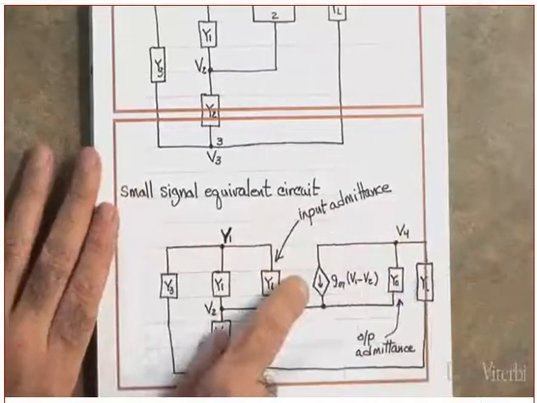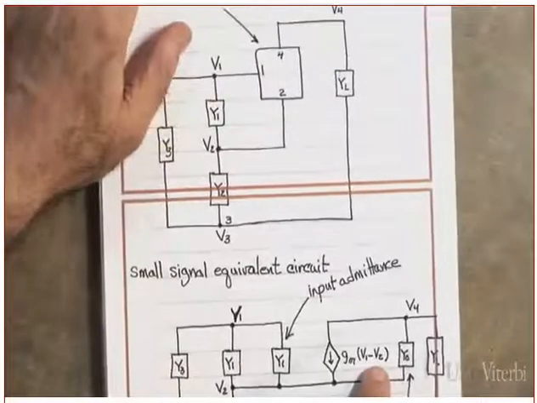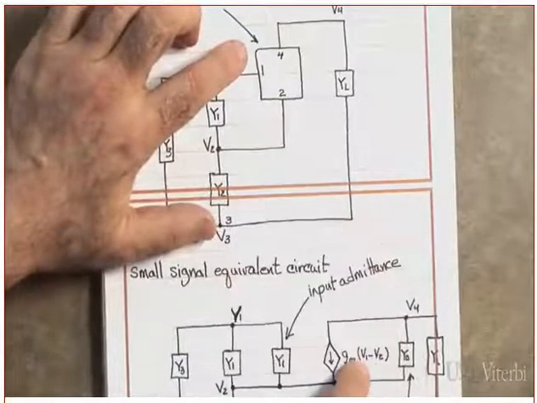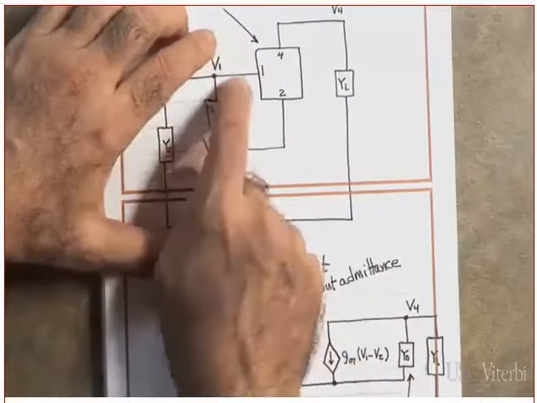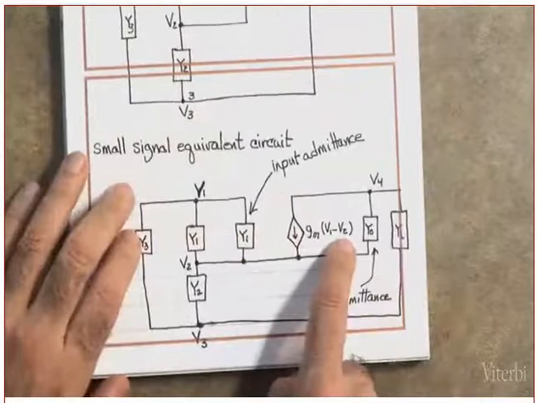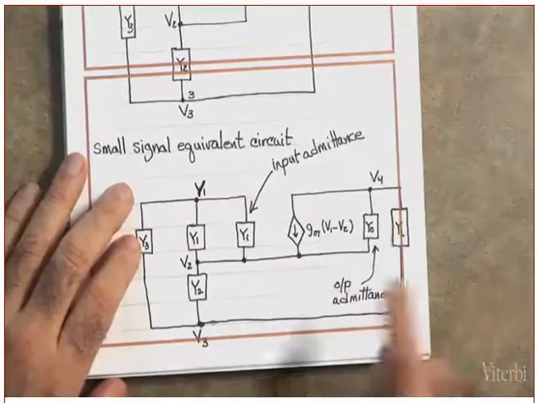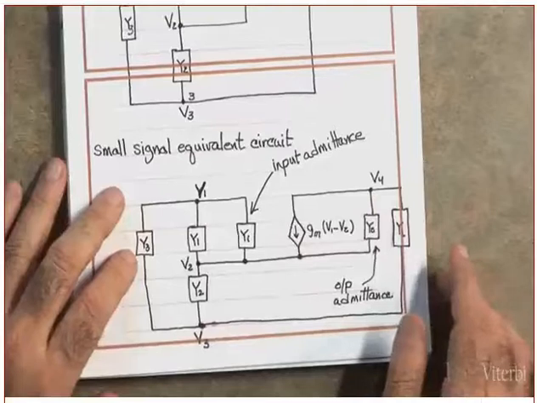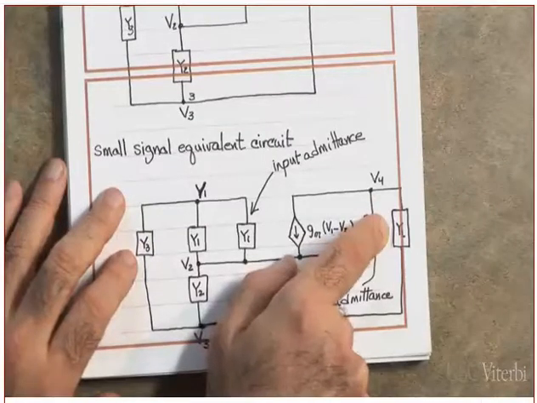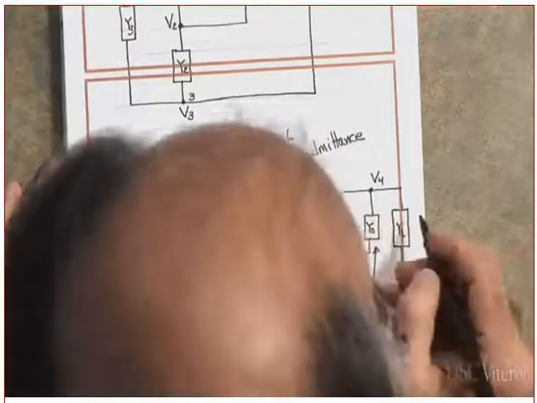Then I have a GM. Why is it V1 minus V2? Why is this one multiplied by V1 minus V2? If this is a common source, then this one should be VGS. And VGS is the voltage between 1 and 2. So it's V1 minus V2. Yes or no? Or what is this? YO. YO is the output admittance. Yes? What is this? YL, which is the load. This is Y sub L. You cannot see the L here.